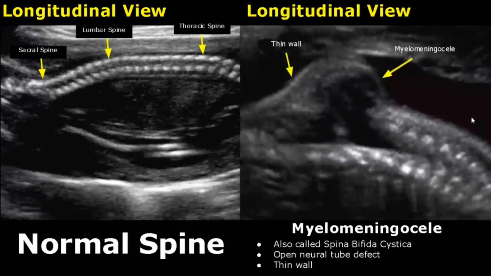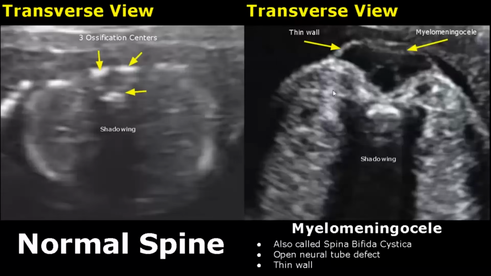In myelomeningocele, there is a congenital malformation of spinal cord. There is protrusion of malformed spinal cord and meninges through a spinal defect. It is covered by a thin wall. Here we see a myelomeningocele in a transverse view. There is protrusion of meninges and spinal cord here, and it is covered by a thin wall.